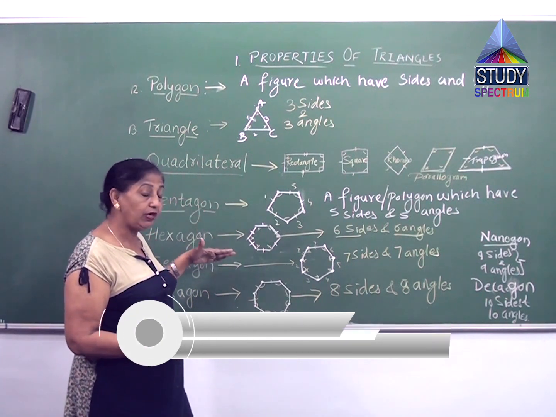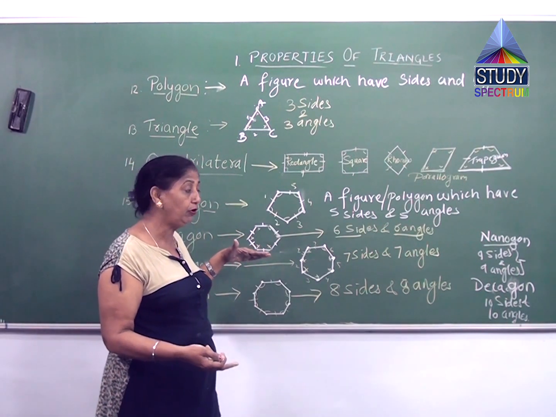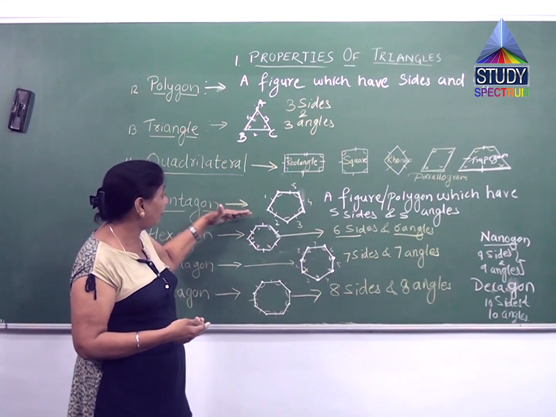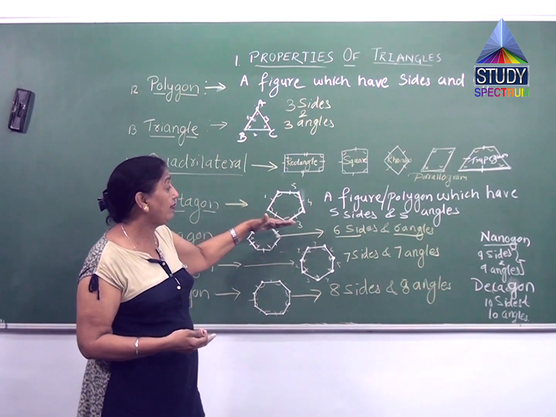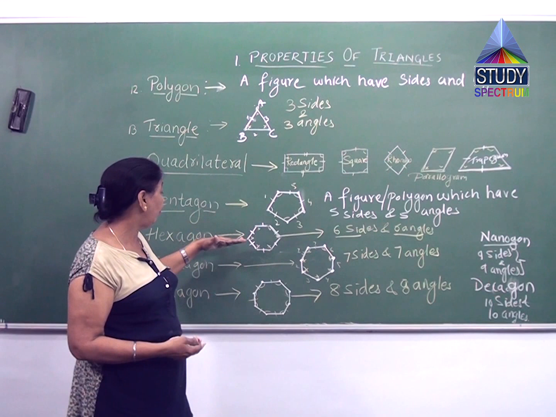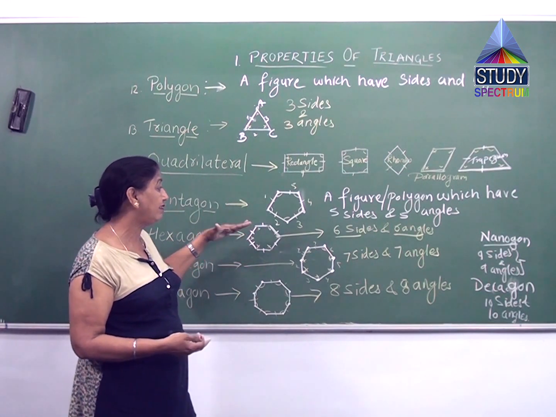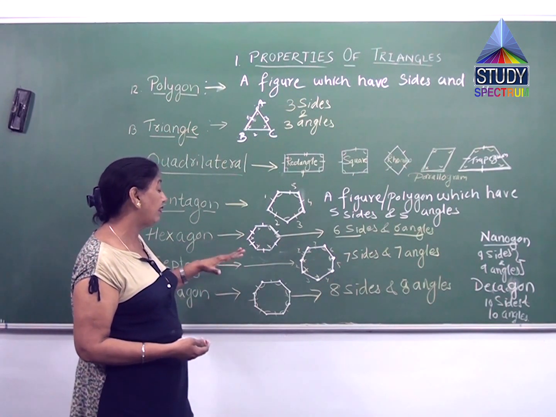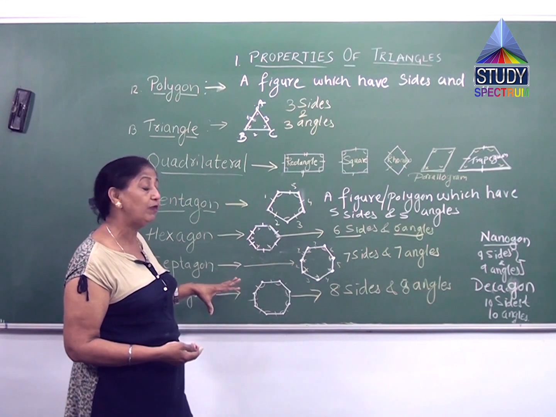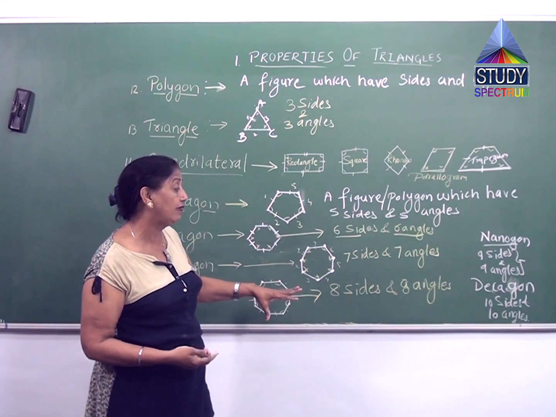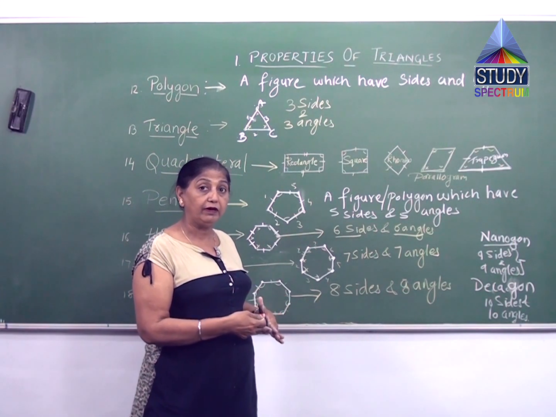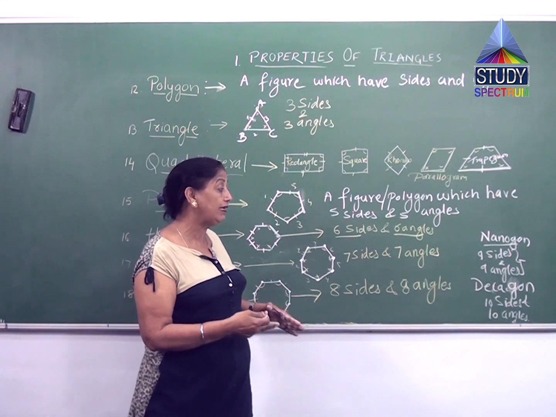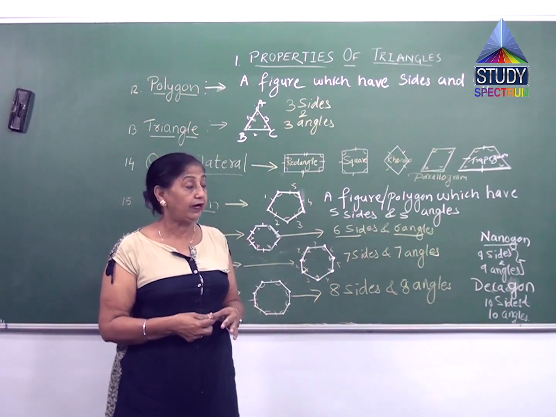These terms are not there at present in your textbook, but you should know all this. So a polygon with 5 sides and 5 angles is known as what? Pentagon. Same way, a polygon with 6 sides and 6 angles is known as hexagon, and a polygon with 7 sides and 7 angles is known as septagon, and a polygon with 8 sides and 8 angles is known as octagon. A polygon with 9 sides and 9 angles is known as nanogon, and a polygon with 10 sides and 10 angles is known as decagon.